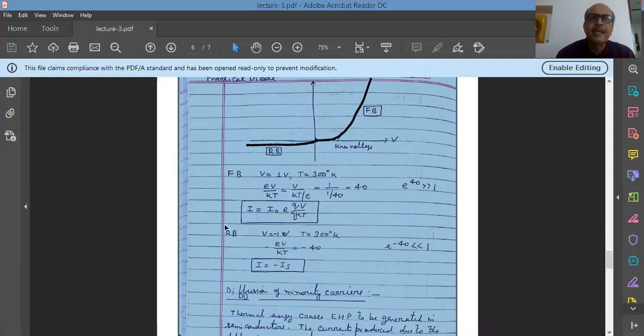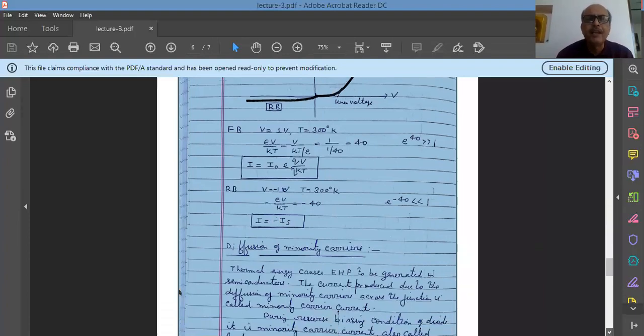Now coming to the reverse bias side, in place of 1 volt, now we have to put minus 1 volt. So if you put minus 1 volt, this becomes minus 40. So now the reverse is true, 1 becomes larger and e to the power of minus 40 becomes negligible. So then in that case, we write I to be equal to minus IS. That is the reason why we call it reverse saturation current. It depends upon several parameters. It's a very important parameter, but we will discuss this in more detail later. So I is equal to IS.